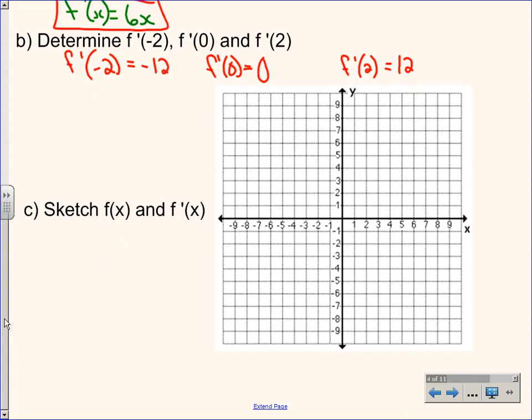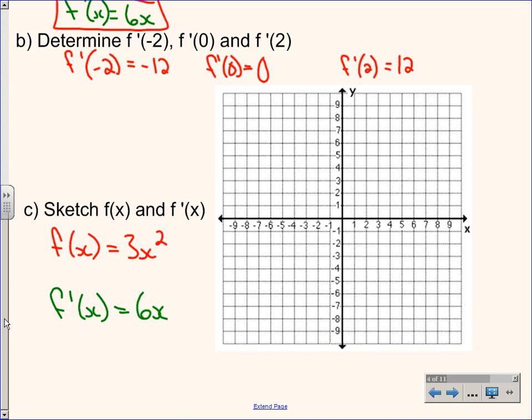So last part here, it says sketch f of x and f prime of x. You gotta remember what was f of x. F of x was 3x squared. And now f prime of x is 6x. Let's change colors there. I just want to graph both of them. One of the things we want to look at today is this comparison of the graph of an original function compared to the graph of the derivative and how they relate to each other.